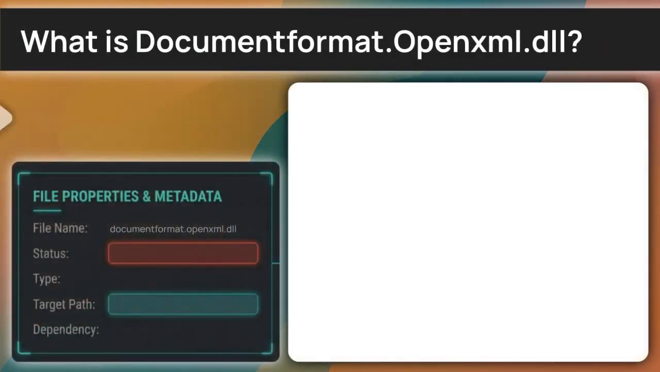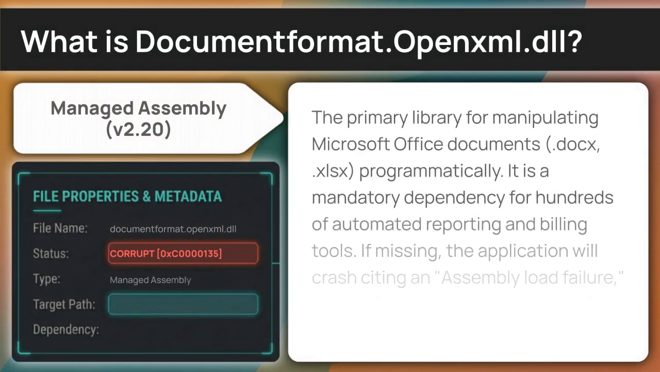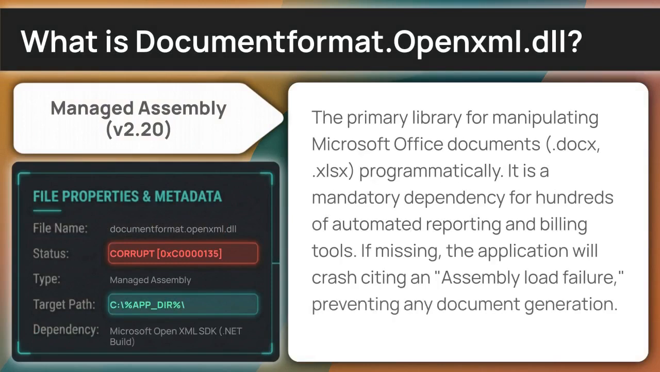This is the DocumentFormat.OpenXml module, the primary library for manipulating Microsoft Office documents, .docx, .xlsx, programmatically. It is a mandatory dependency for hundreds of automated reporting and billing tools. If missing, the application will crash, citing an assembly load failure, preventing any document generation.